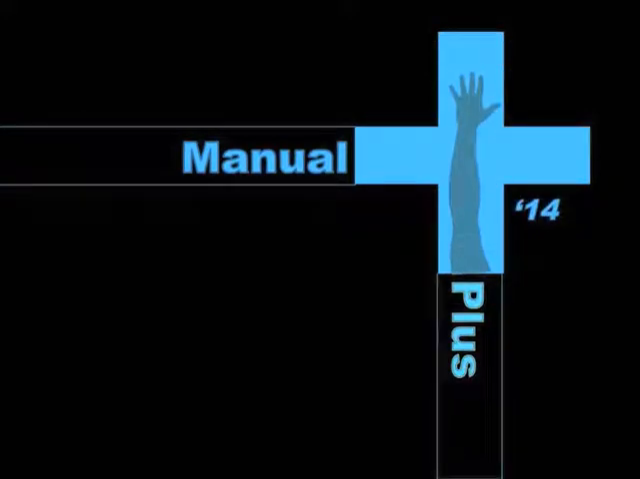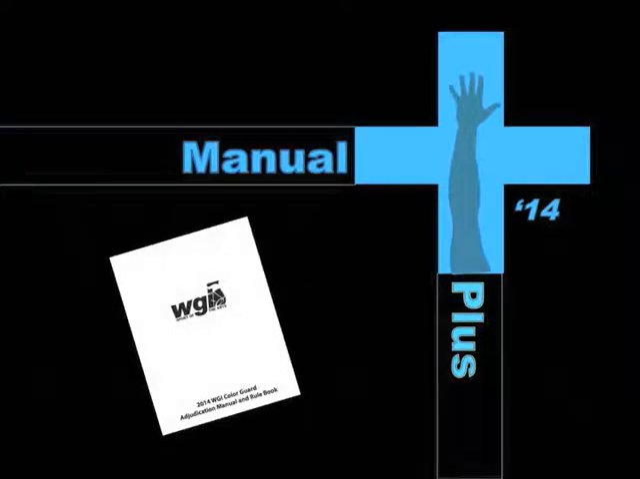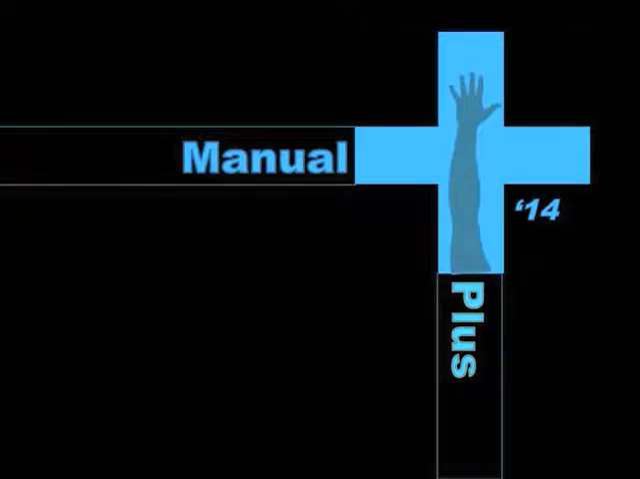This Manual Plus item is designed to supplement the WGI Adjudication Manual and Rulebook for intended use by WGI judges, WGI's circuit partners, and their judge associations.